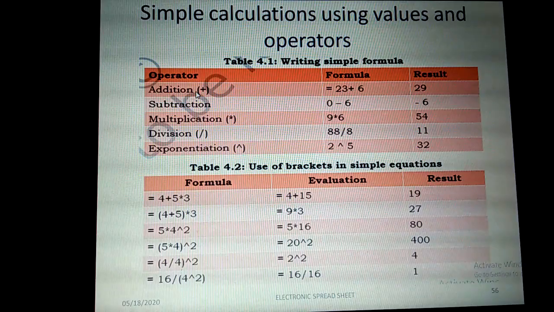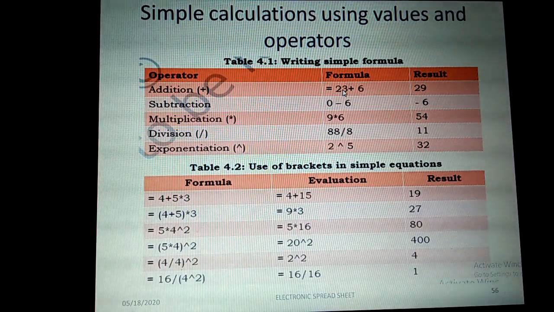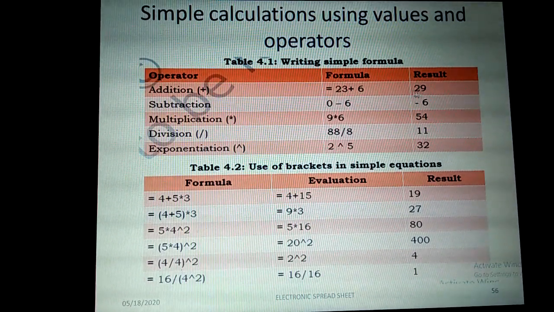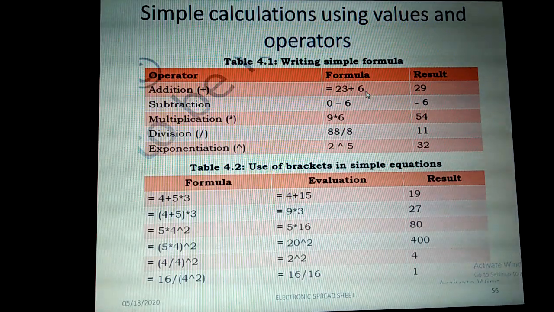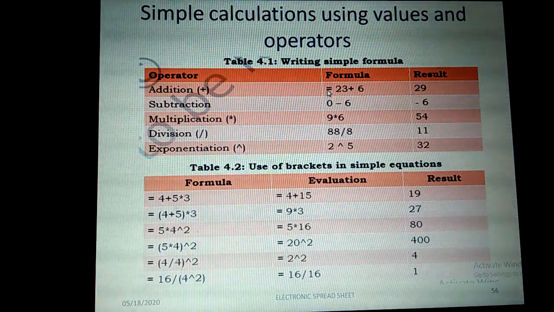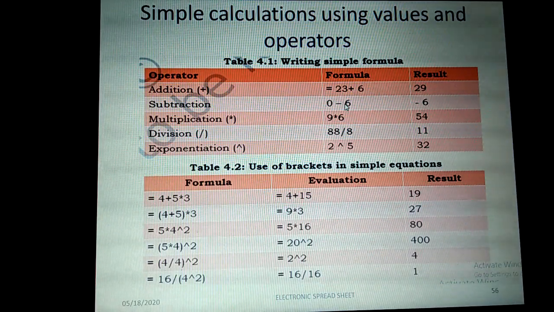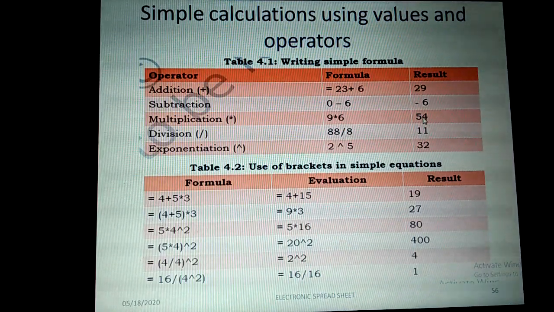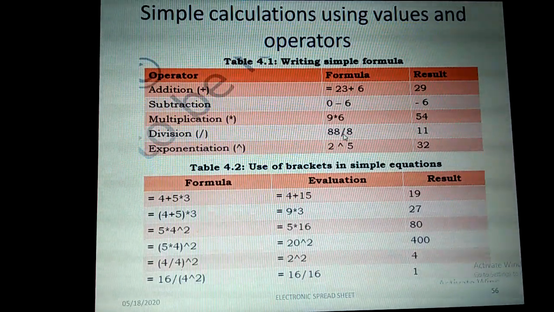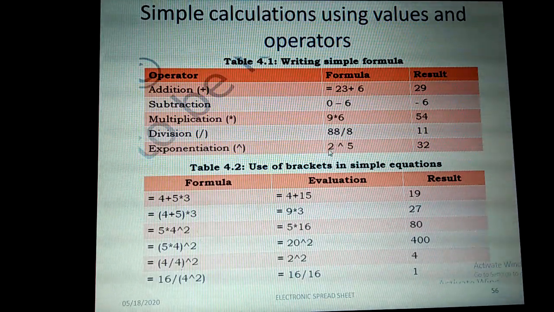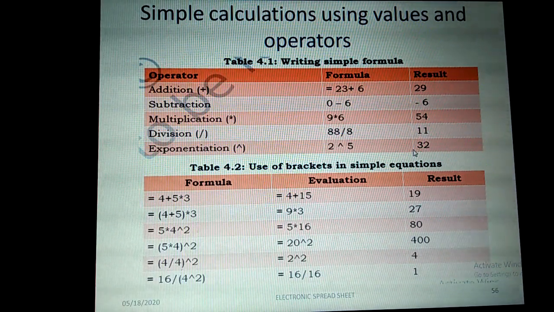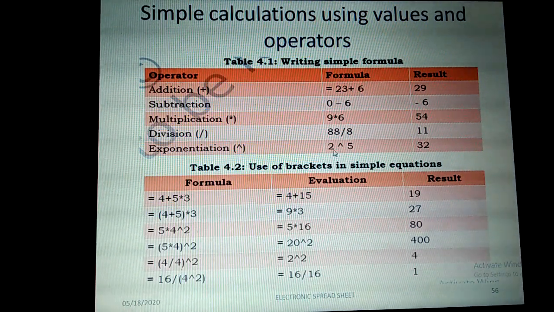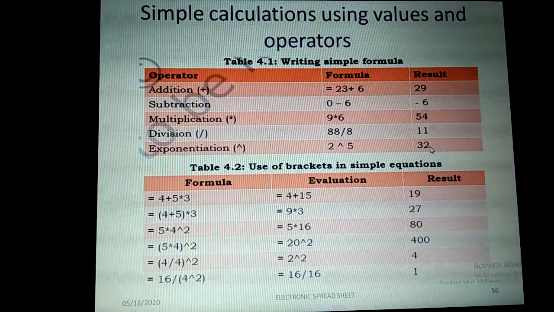Here addition is performed with the formula equal to 23 plus 6. 23 plus 6 normally gives the result 29. When you use 23 plus 6, it should be preceded by the equal to symbol. Then subtraction, 0 minus 6, will give minus 6. And 9 star 6 will give the answer 54. And 88 by 8 will give 11. And 2 power 5 will give 32. That is, 2 can be multiplied 5 times, so 2 power 5 gives the answer 32.